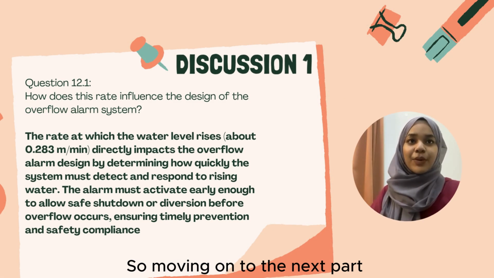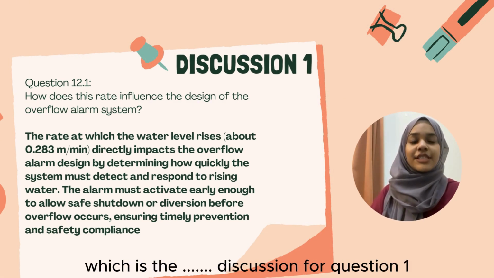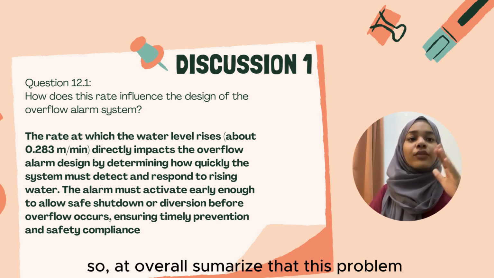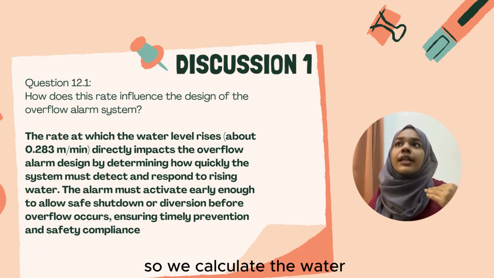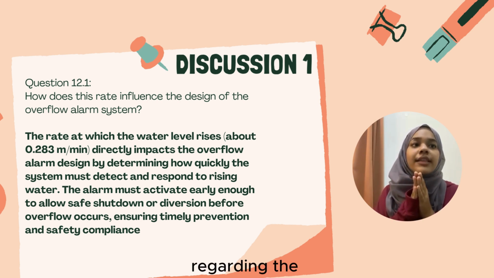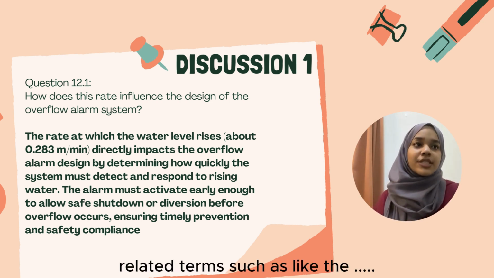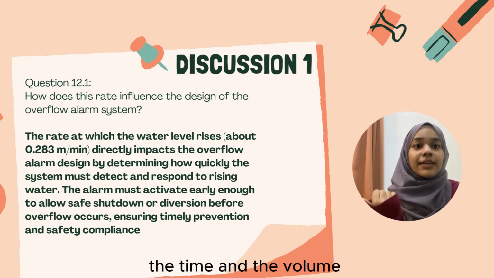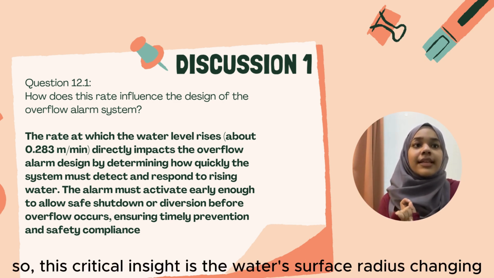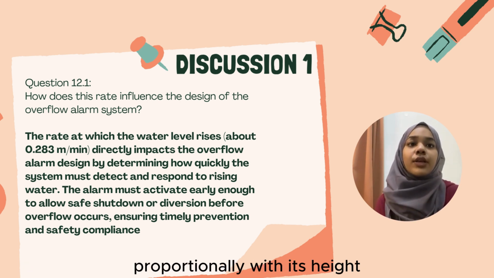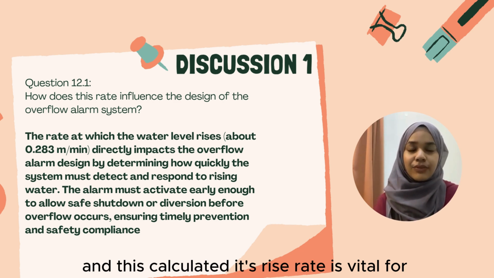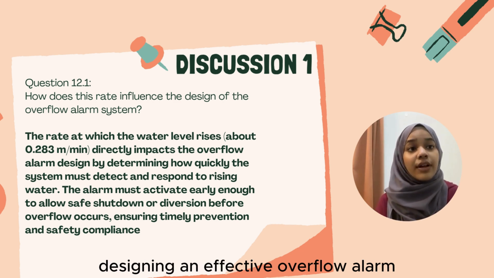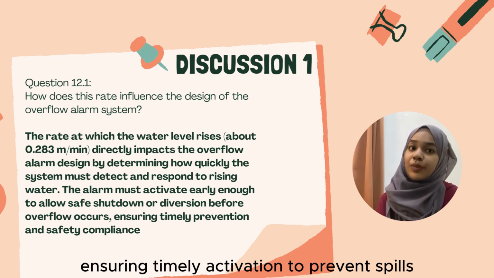Moving on to the next part, which is the discussion for question 1. It overall summarizes that this problem involves a conical tank filling with water. We calculate the water level regarding related terms such as time and volume. The critical insight is that the water's surface radius changes proportionally with its height, and this allows us to express volume in terms of height. This calculated rise rate is vital for designing an effective overflow alarm, ensuring timely activation to prevent spills.